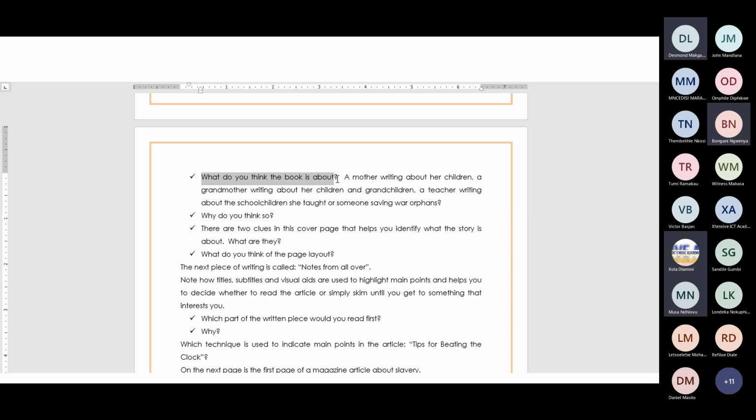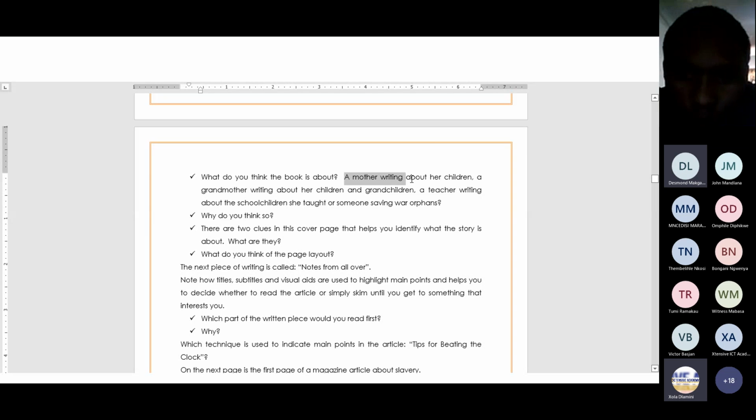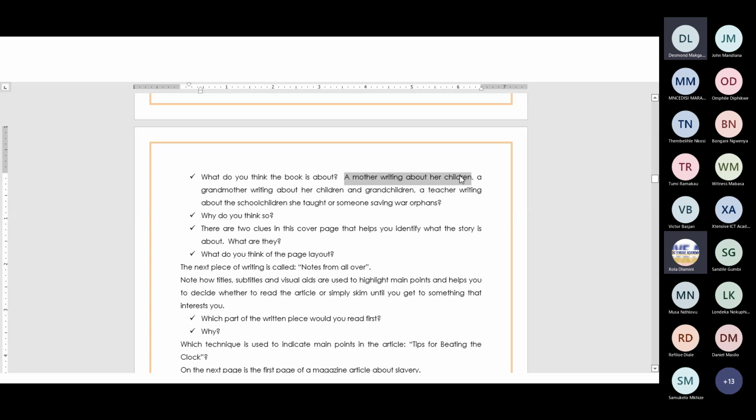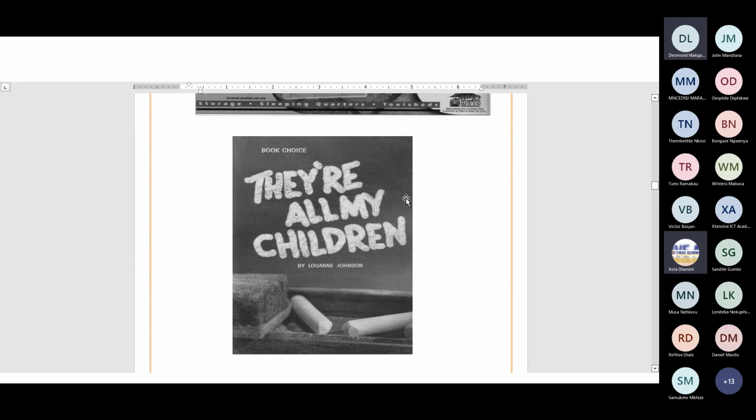My apologies. Right. So then we are basically asking you for your thought, right? A mother writing about her children. And in essence, what we're looking at, remember we're talking about reading skills, right? They Are All My Children. Then you look at what this book cover is all about. It's got chalk there, it's got a chalkboard duster, and you look at the title, They Are All My Children.